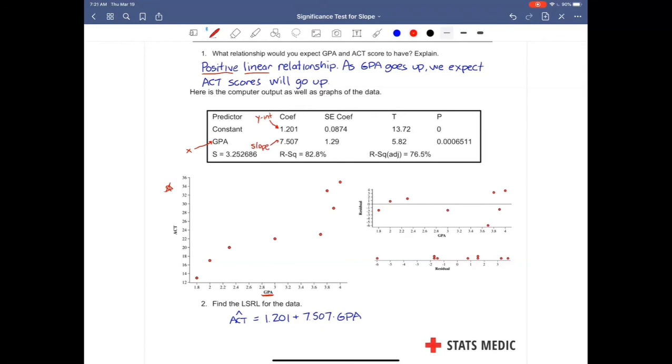And then if you move over to the next column, the value that we're definitely going to need is the standard error of the slope. This is SEB. So make sure you identify the values that we're going to need later. Now that helps you, of course, with question number 2, because you need your y-intercept here, 1.201, and you need your slope here, 7.507. Now check to make sure that you are in fact using contextual variables instead of x and y, and also check to make sure that you are making the predicted ACT score there.